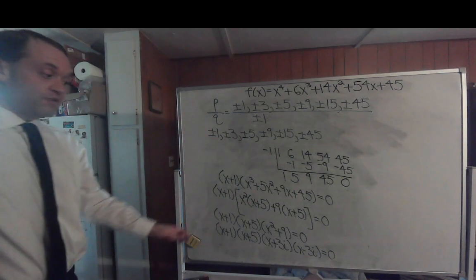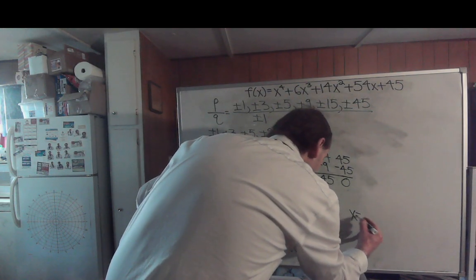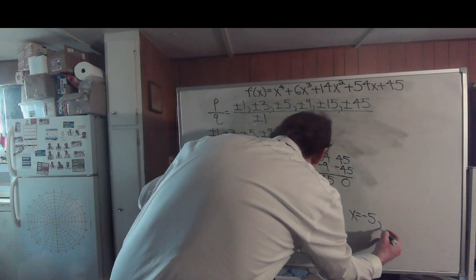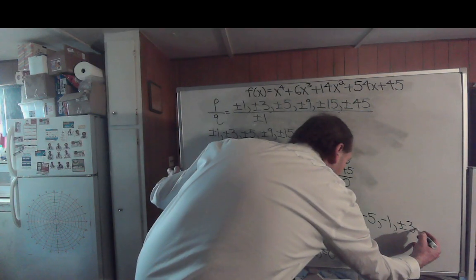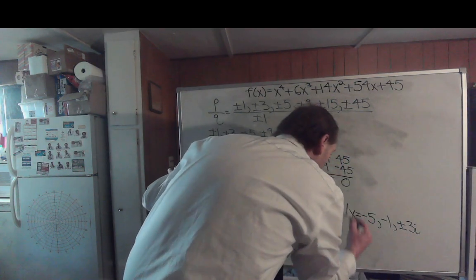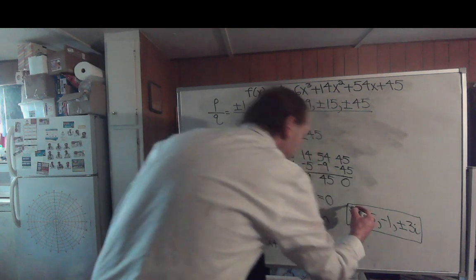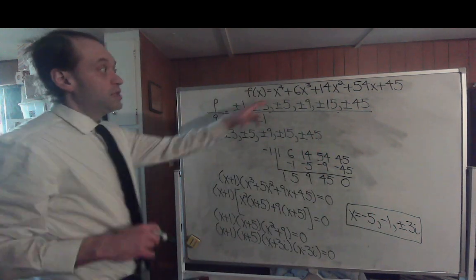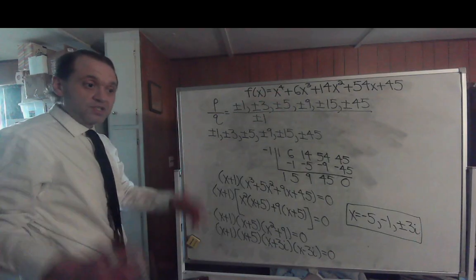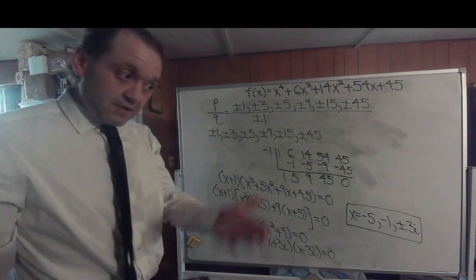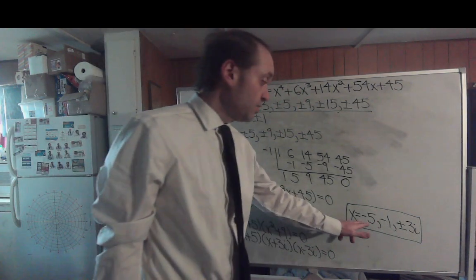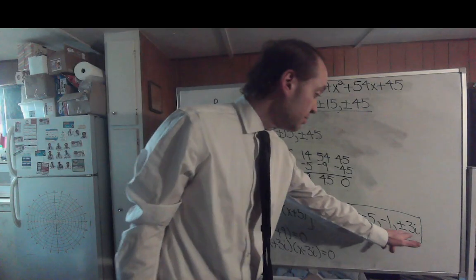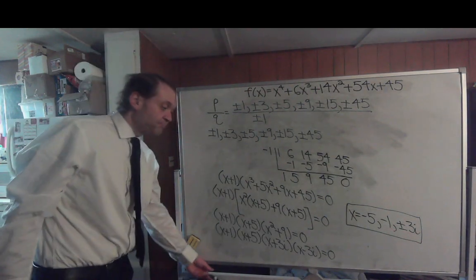Now just set each of your factors equal to 0. So you should get x equals negative 5, negative 1, and then plus and minus 3i. So those are all four solutions in the complex number system. And the degree of the polynomial is to the fourth power, so that makes sense. Therefore, you have four solutions in the complex number system. So x would equal negative 5, negative 1, and then plus and minus 3i.